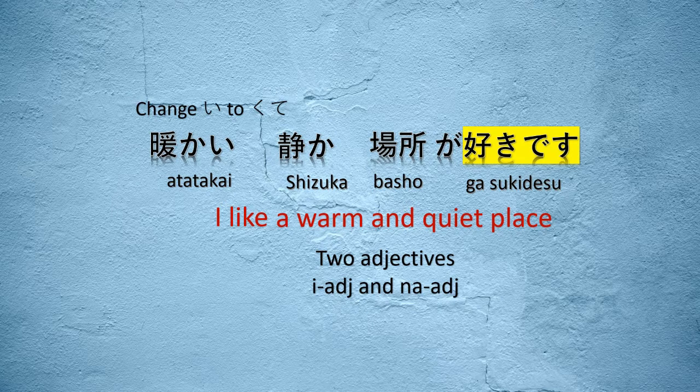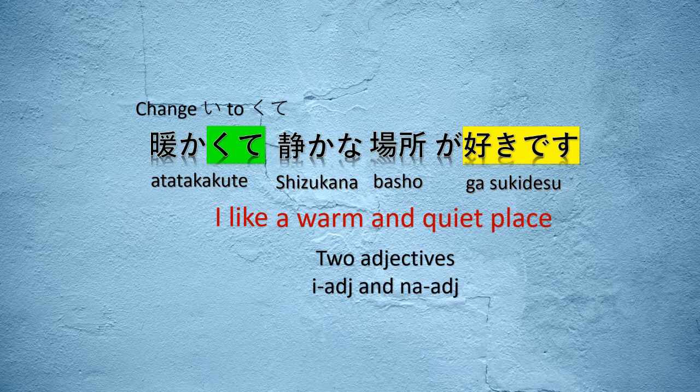Now what if we change position? The i adjective is first and then the na-adjective. Here, we're going to change i to kute. So, atatakakute, and then shizuka na. Again, we add na because it is the nearest to the noun. So, it becomes atatakakute shizuka na basho ga suki desu. I like a warm and quiet place. Add this na.